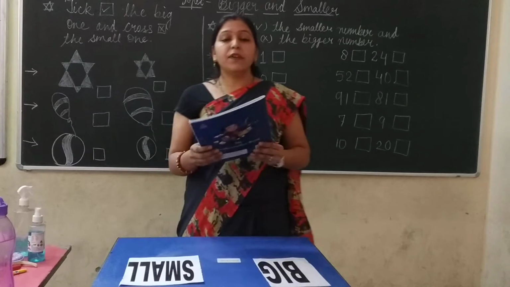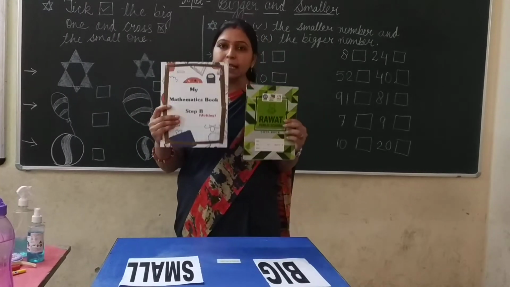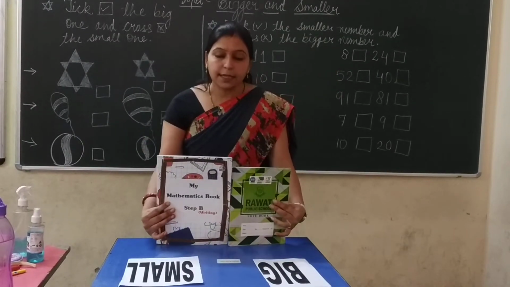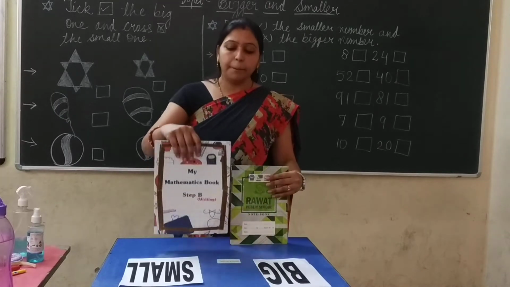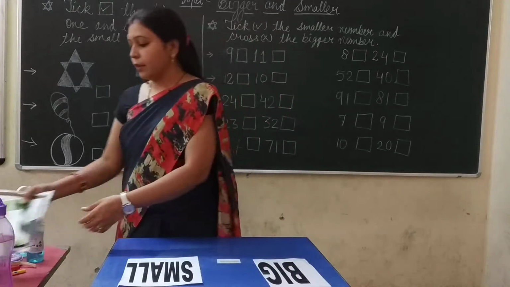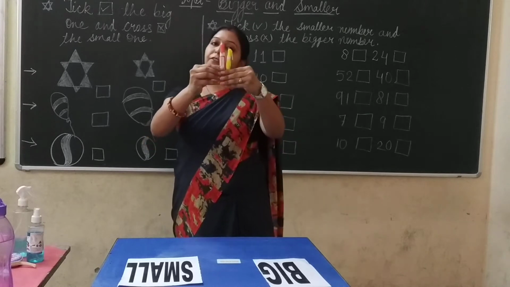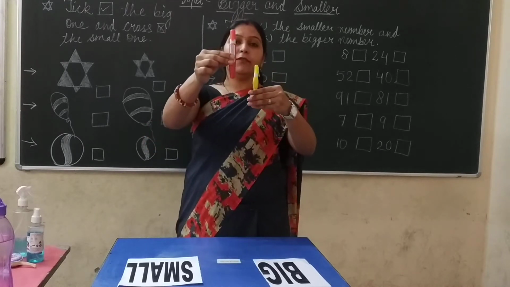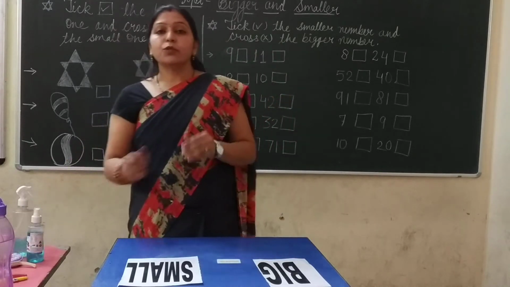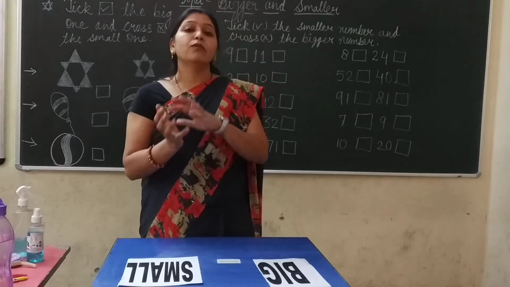Yes, we have two bows. These both are different in size. This is a big bow and this is a small bow. Are they the same in size? No, this is a big one and this is a small one. Yes, we have two markers also. Both markers are different in size. This is a big one and this is a small one. Yes, students, I hope it is clear to everyone what is big and what is small.